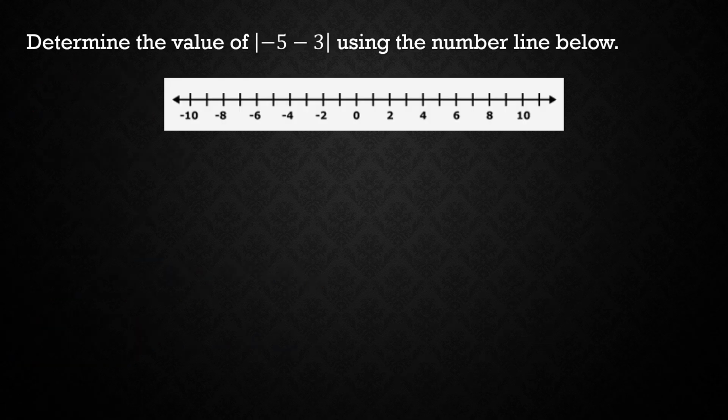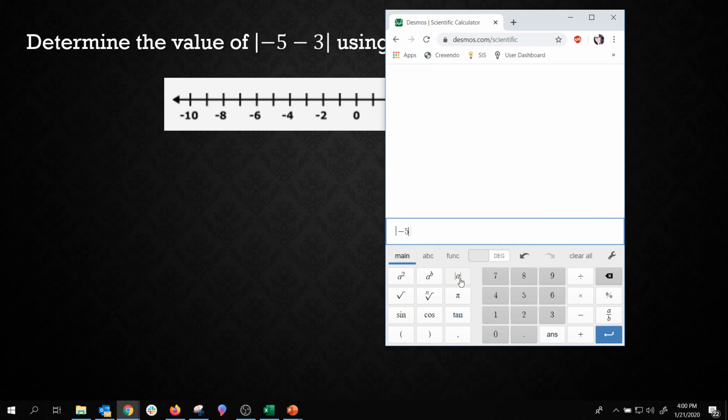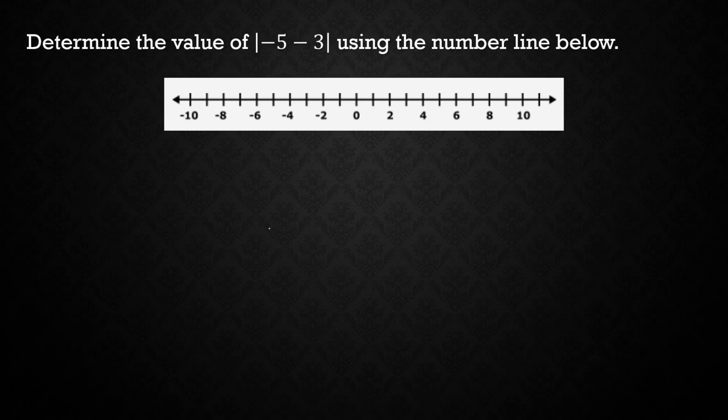So we want to determine the value of absolute value of negative 5 minus 3 using the number line below. Now in this one you technically don't have to use this number line if you don't want to. If you hit this button here, it gives you absolute value, and you can just type in that minus 5 minus 3, and it will tell you that it's positive 8. Okay, so on this one I just typed it into a calculator instead. I think it's a little bit faster, so this is just positive 8.